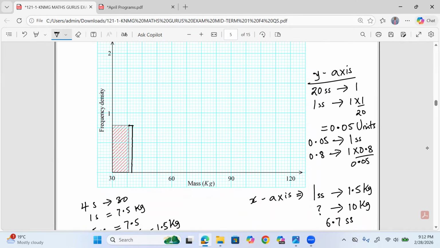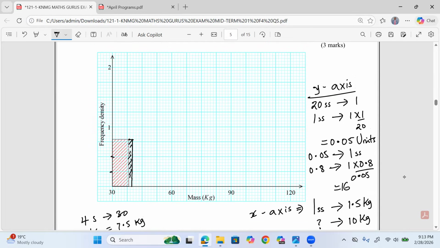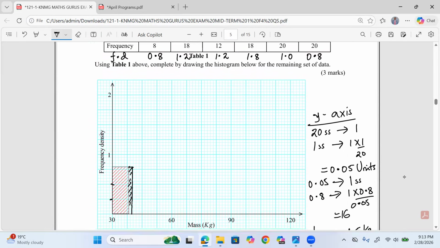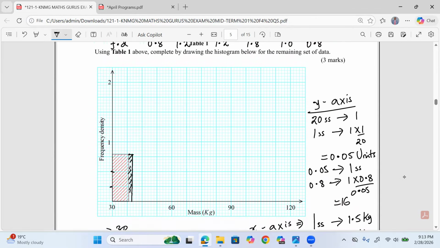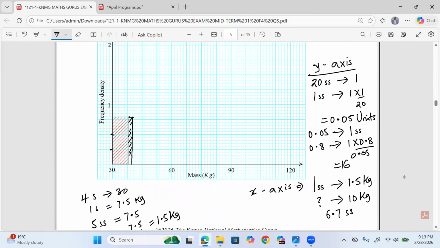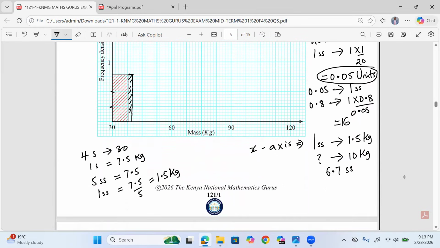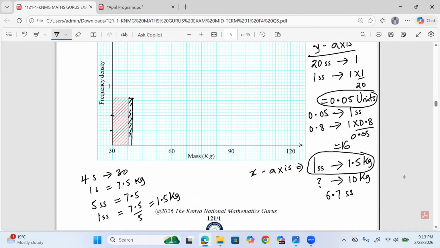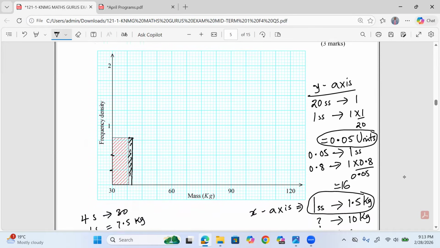So we need 16 units on the vertical axis. 16 small units. So 5, 10, 15, 16. So that one has been properly drawn. Yeah, 16 units on the vertical axis to represent the 0.8 units. Then the next now, I've taken good time to interpret the two scales for you. It's good for you to know this. On the vertical, one small division. On the horizontal, one small division.